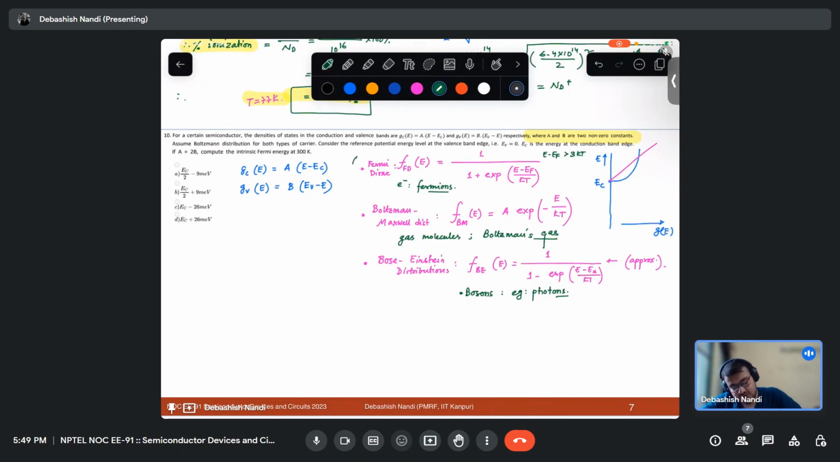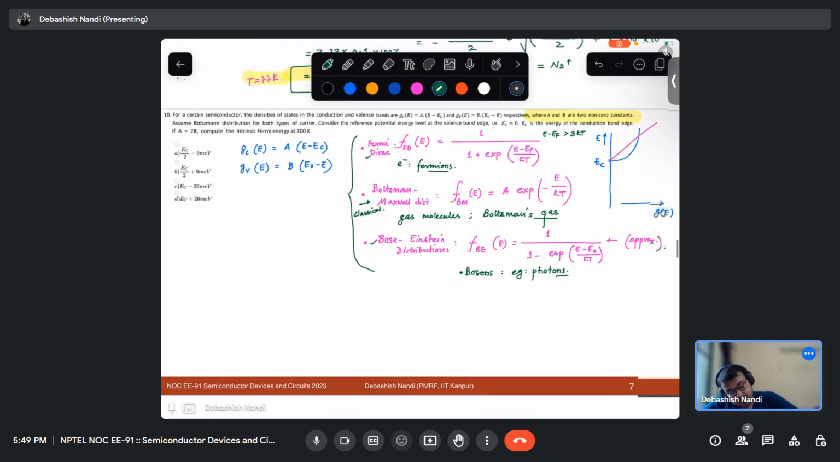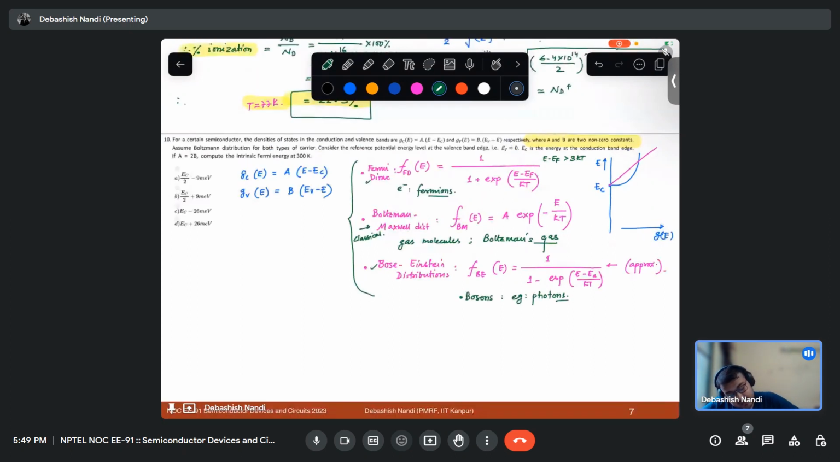Just to make sure you know this much: if somebody asks how many kinds of energy distributions there are for tiny particles, you can say there are three types. This is classical, and these two are quantum mechanical in nature. Okay, so let's go back to our problem. It is mentioned that this is the energy of the conduction band, compute the intrinsic Fermi energy.